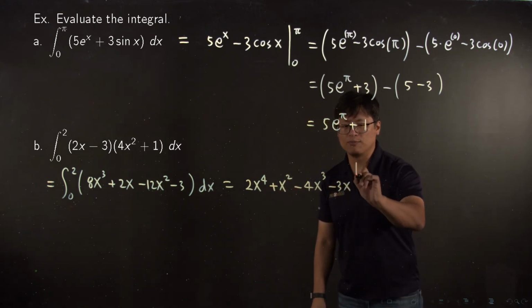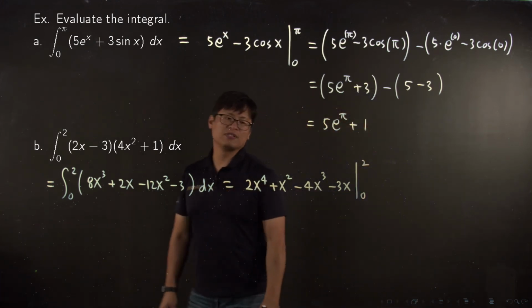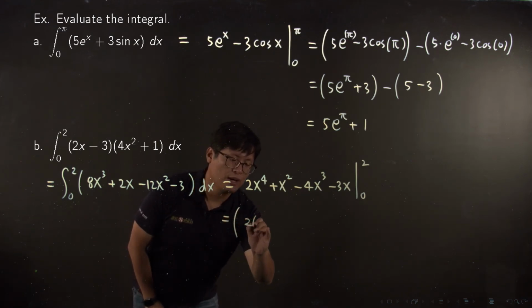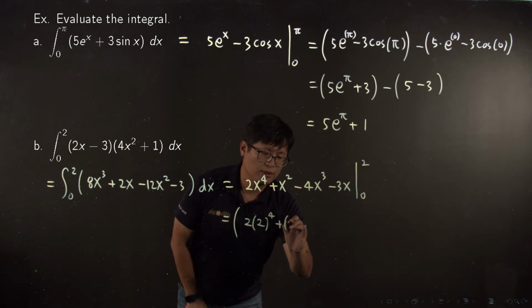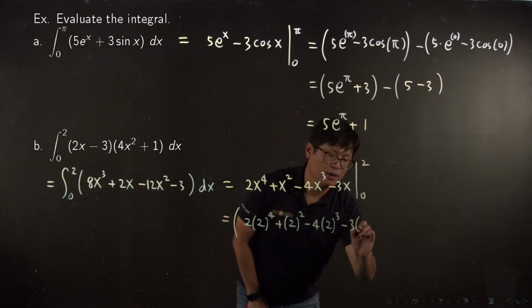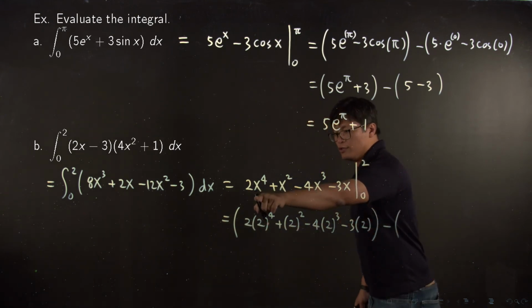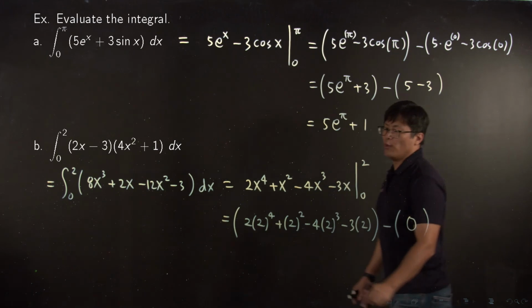And then we're going to use the big bar notation from 0 to 2. The first step is we're going to plug in 2 in there, okay? It is equal to 2 times 2 to the 4 plus 2 squared, negative 4 times 2 cubed, minus 3 times 2. And minus, now we're going to plug in 0, 0, 0, 0, and 0. That's it, right?